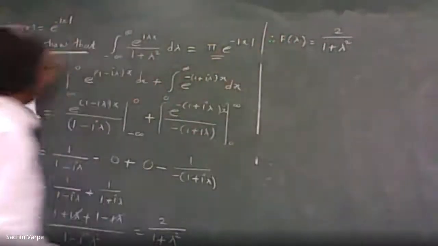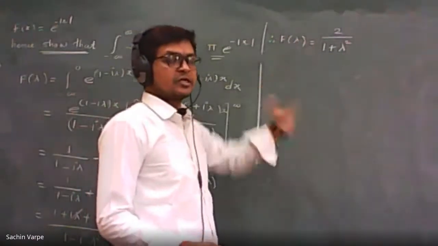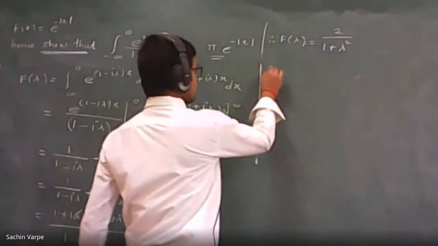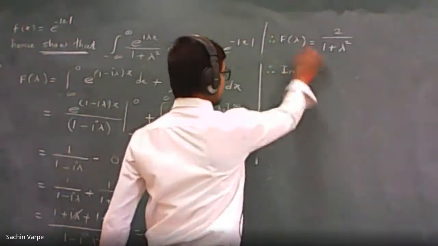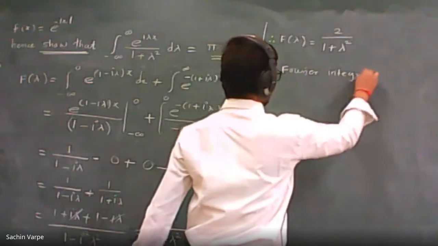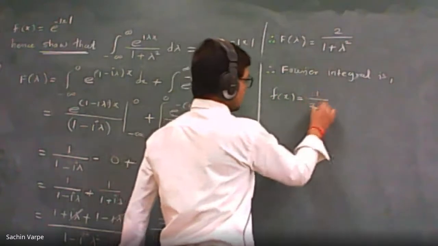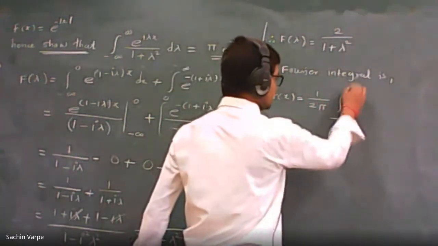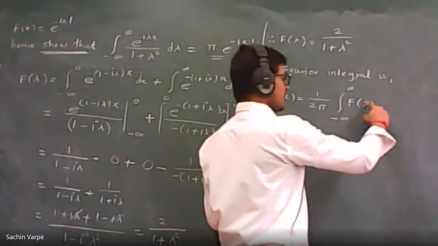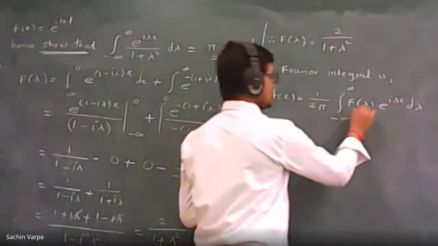Now we are asked to show this integral. So what we are doing? We are substituting this value of Fourier transform into its integral. We know if F of lambda is the Fourier transform, then what is its integral? Therefore, what is the Fourier integral formula? F of x is equal to 1 upon 2 pi integral from minus infinity to infinity F of lambda e to the power i lambda x d lambda. This is the simplified Fourier integral formula. So just substitute this F of lambda there.